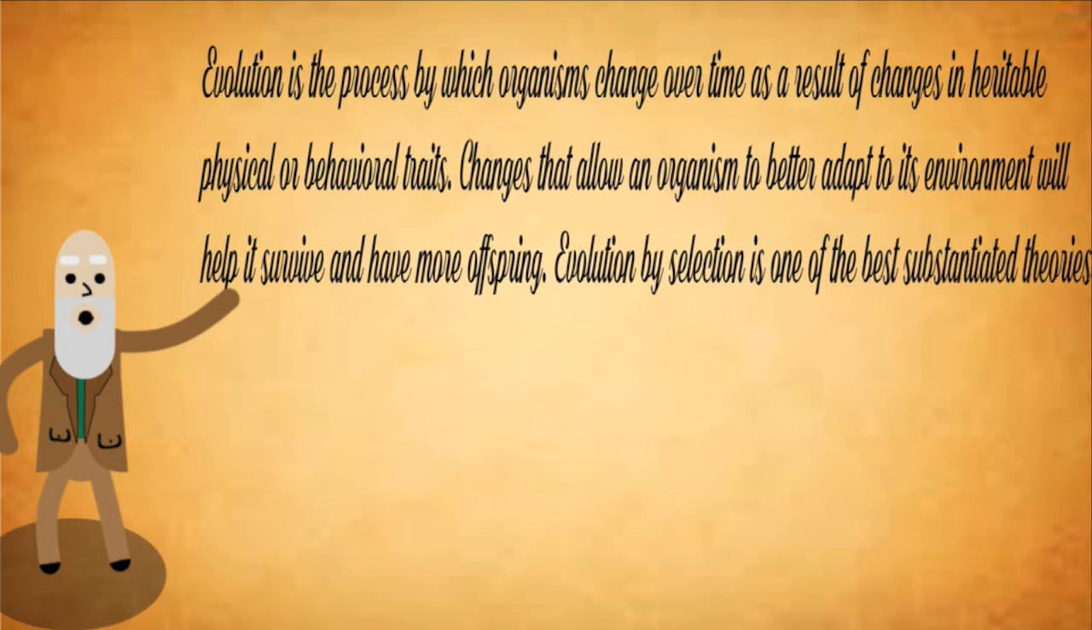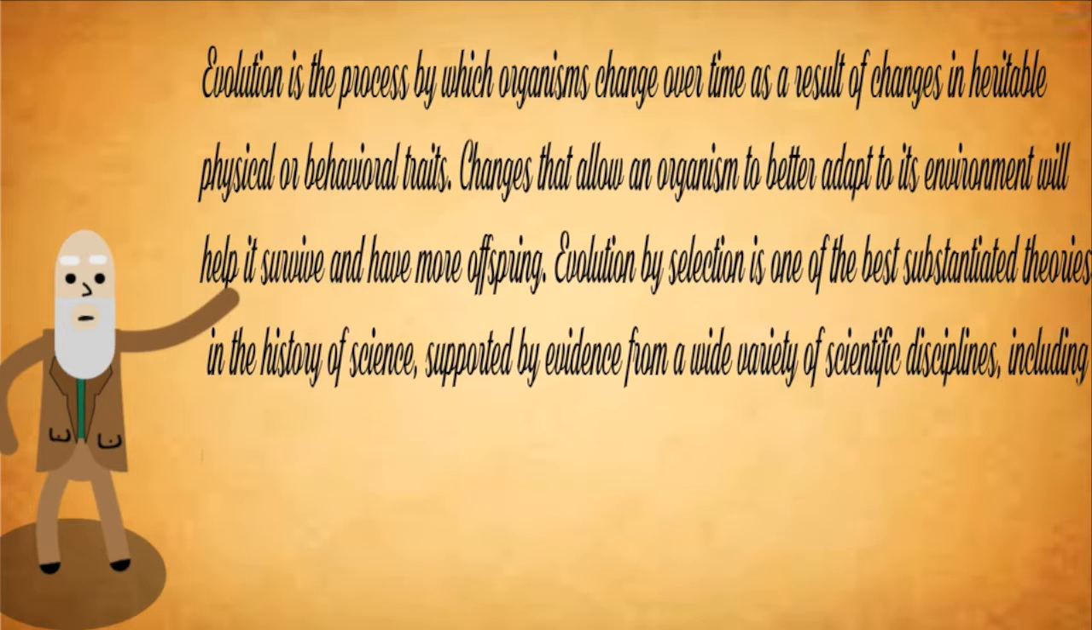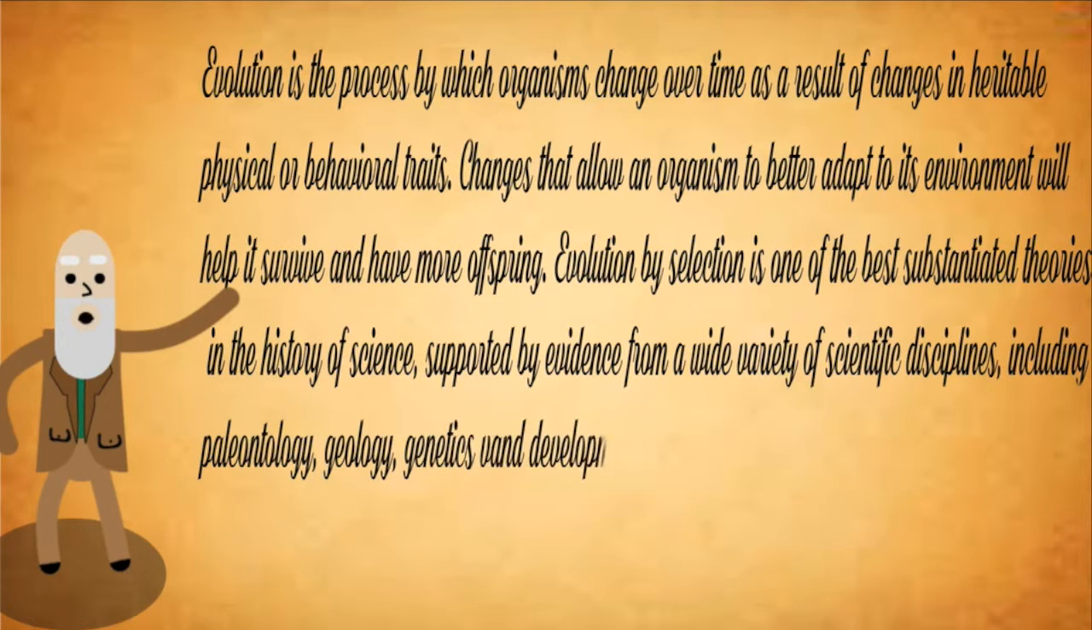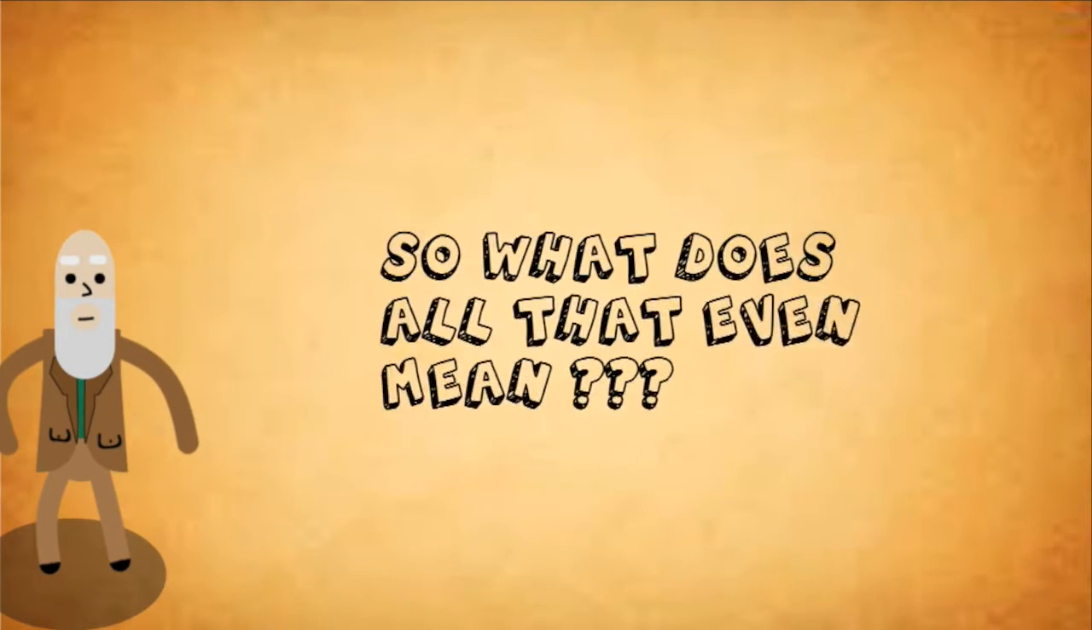Evolution by selection is one of the best sustained theories in the history of science, supported by evidence from a wide variety of scientific disciplines, including paleontology, geology, genetics, and developmental biology. So what does all that even mean?